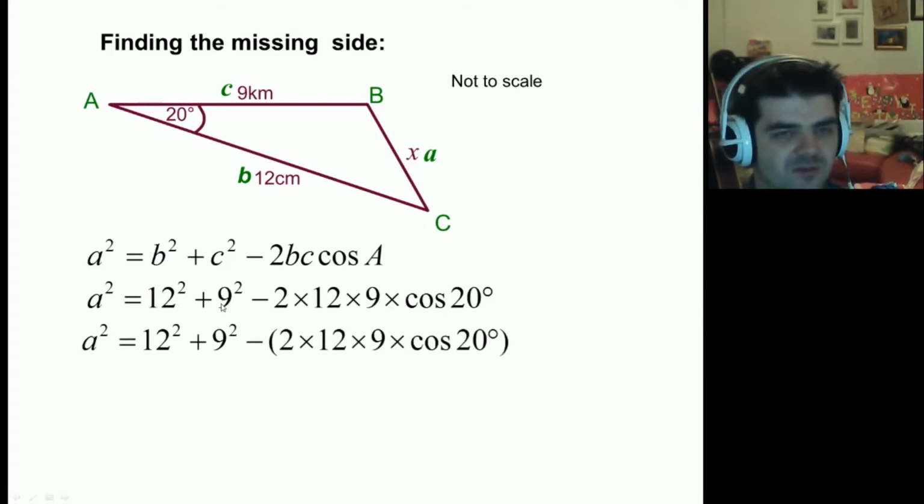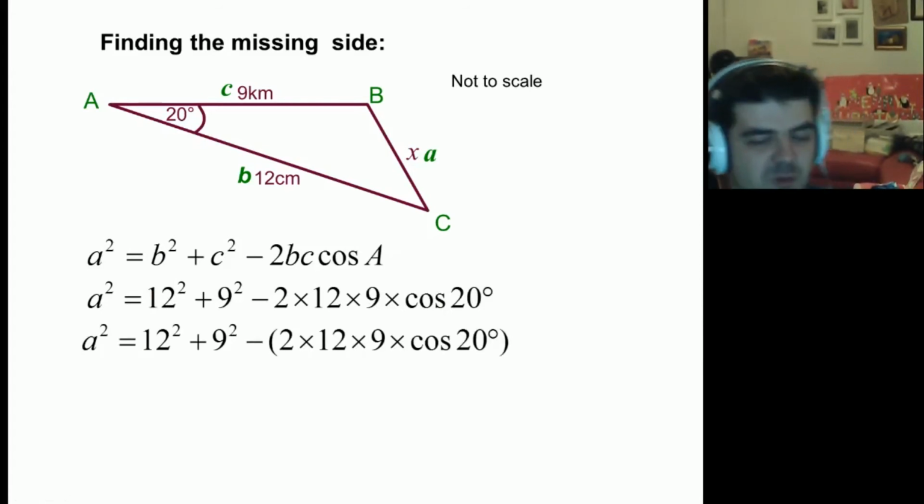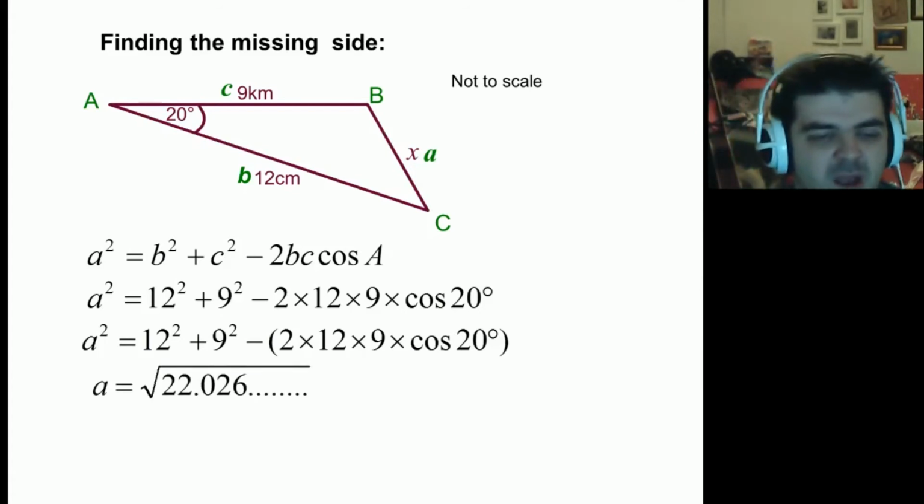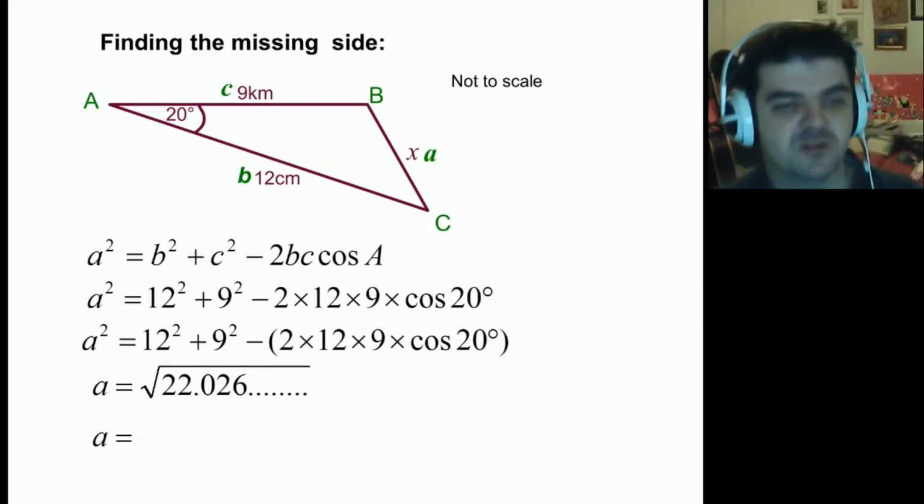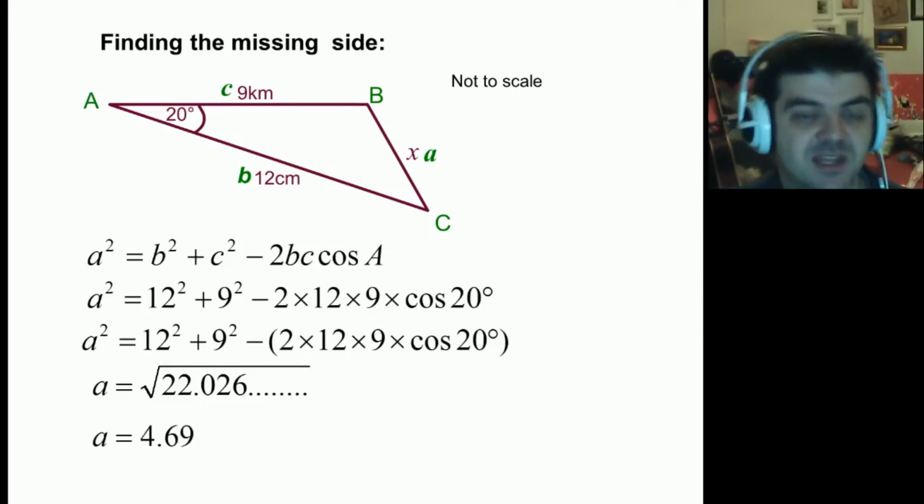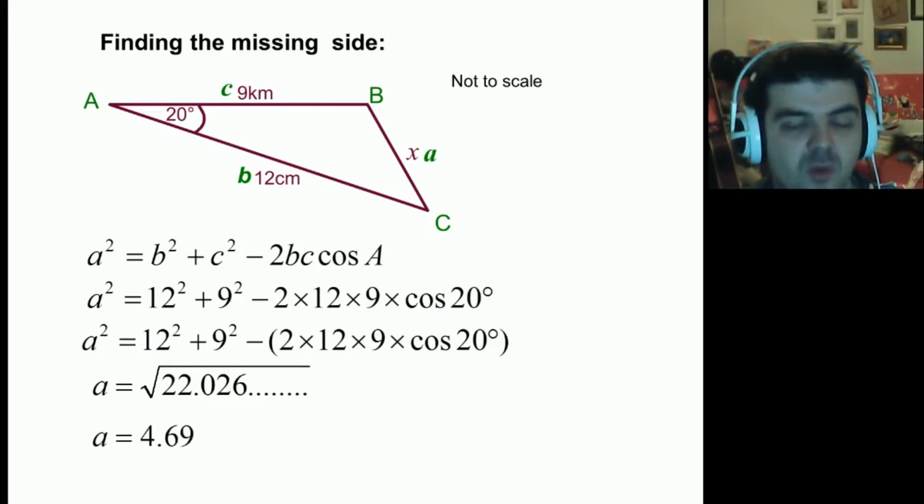You will find that most mistakes that you make in cosine rule once you've done it right are of the variety of putting your numbers in wrong. So, that gives us a squared equals 22.026. So a is the square root of 22.026, which is 4.69, and that's your missing number. So when we're doing this, get your calculator out and put these numbers in and see if you can get the same answer.